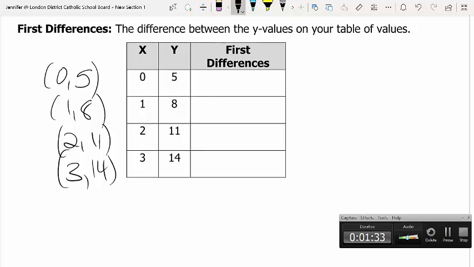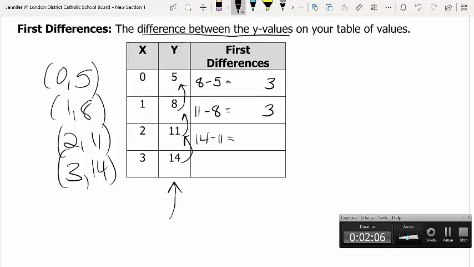Okay, so when you're given a table of values and you're asked to calculate the first differences, the way you do it is you subtract the y values from each other, because the first differences are the difference between the y values. So I want to calculate the difference between 8 and 5. You take the second y value and subtract the one above it. That's how you calculate the first differences. Then 11 minus 8, the second one minus the one above it. And finally 14 minus 11.